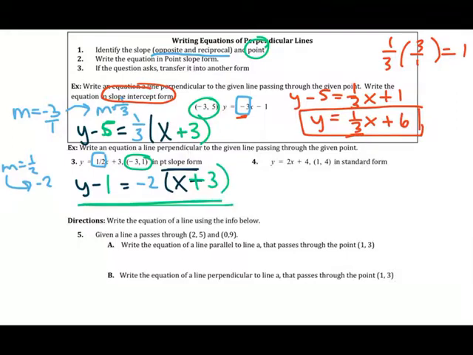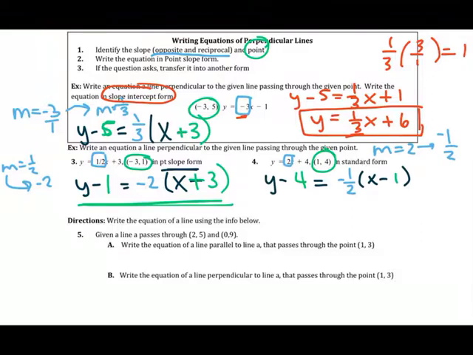And we can stop right here because that is point-slope form. Okay, number 4. Identify your slope, create your new slope, write it in point-slope form. So go ahead and pause the video and do that. And then we'll transition it to standard form together.